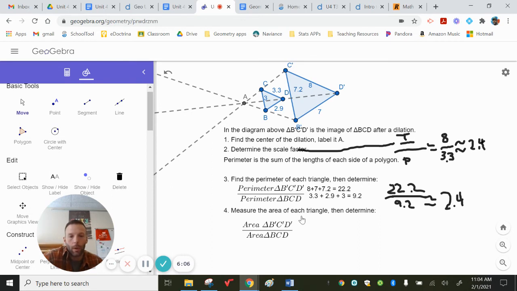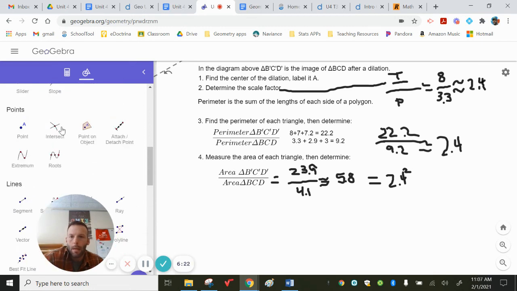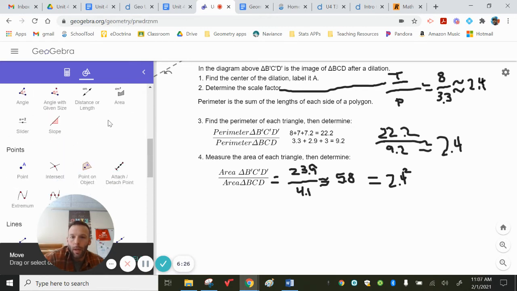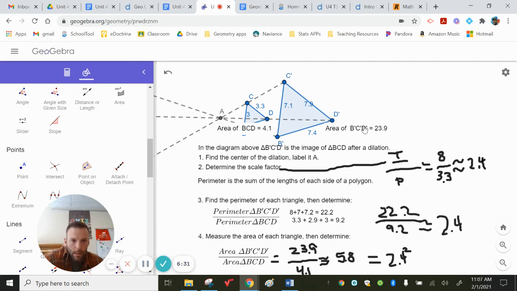But now we're going to talk about the area of the triangles. And area is a two-dimensional measurement. So I don't expect the area to behave the same way as the perimeter does with the scale factor, but let's investigate. By using the measure tool, there's a measurement for area. So I just click on each triangle, and I had to move them out of the way so I could see them. The area of the triangle B prime, C prime, D prime is 23.9, and that of the smaller triangle, or the pre-image, was 4.1.